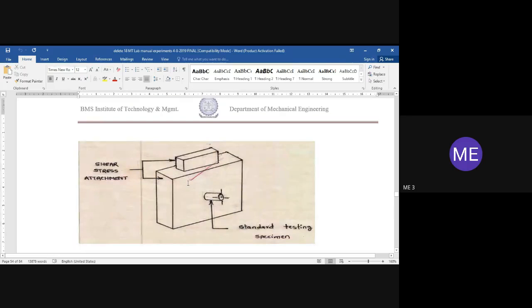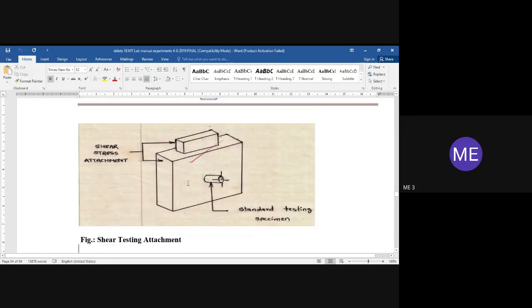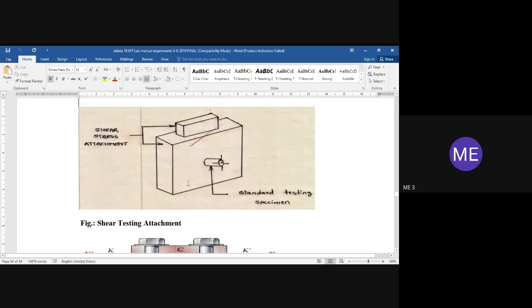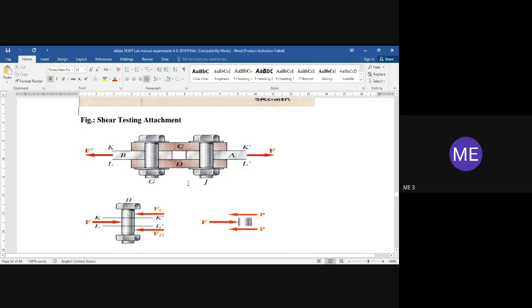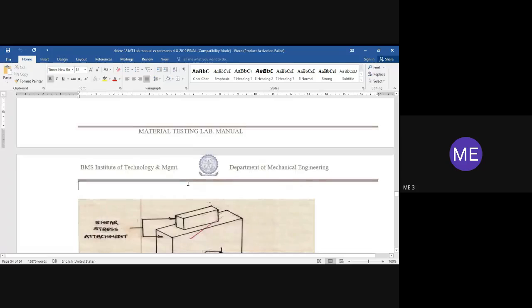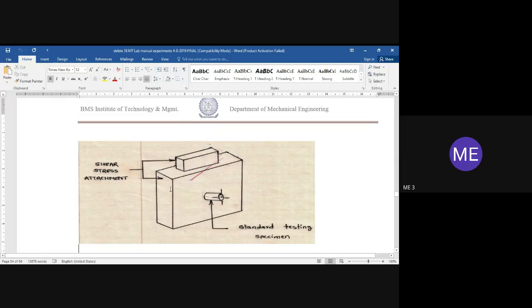These photos are available. How exactly you are keeping a specimen in a UTM is given by this diagram. This is the specimen, and load is applied through this arrangement. You can see the video.